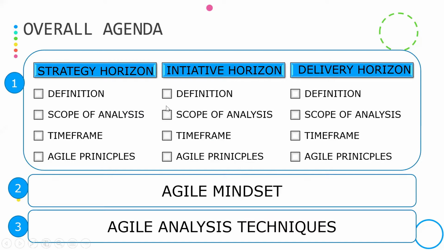So in our previous videos, we have already talked about strategy horizon and initiative horizon. Today, we will talk about what goes in delivery horizon, scope of analysis, the time frame. And as I mentioned previously as well, the agile principles associated with each of these horizons, I will cover it in a separate video.